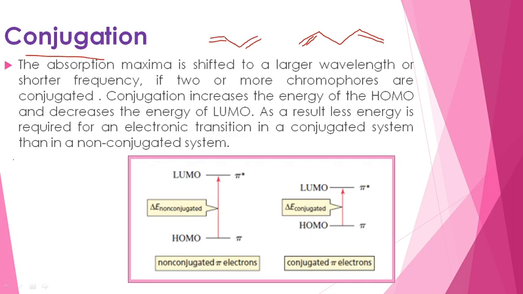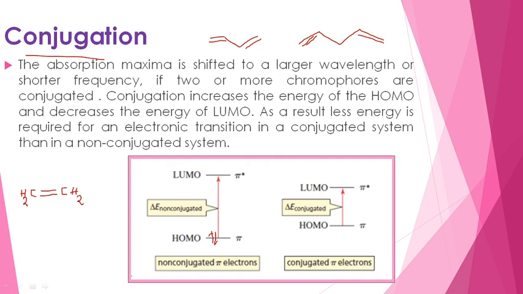conjugation. Suppose I am taking a simple ethylene molecule. Ethylene is a simple chromophore. Ethylene consists of one sigma bond and one pi bond. So how many electrons are present in the pi bonding orbital? Totally 2 electrons. So the pi bonding orbital will have 2 electrons in ethylene.